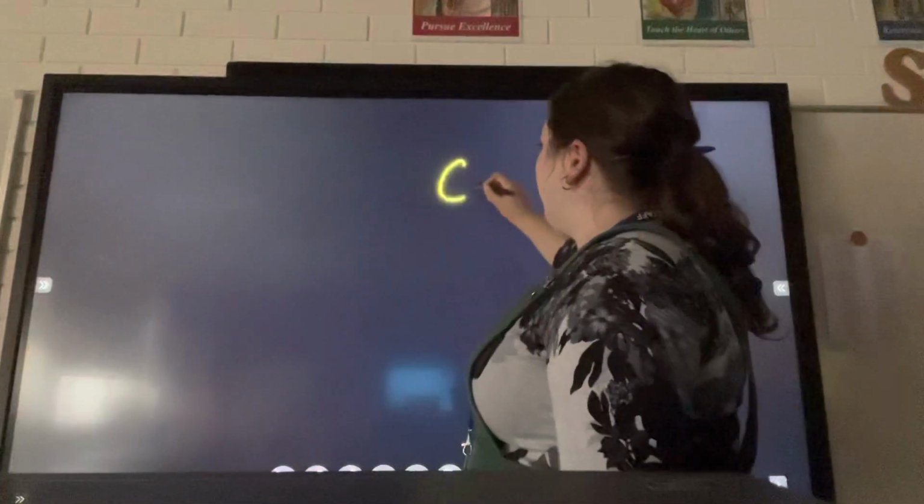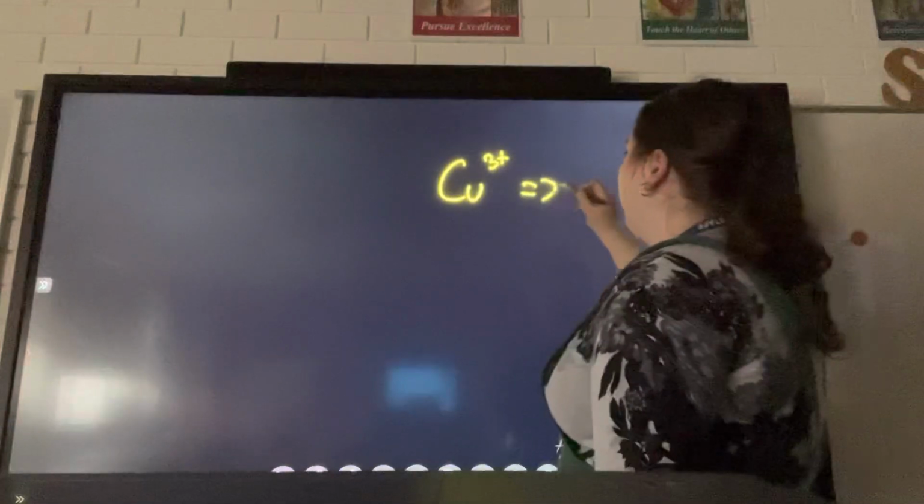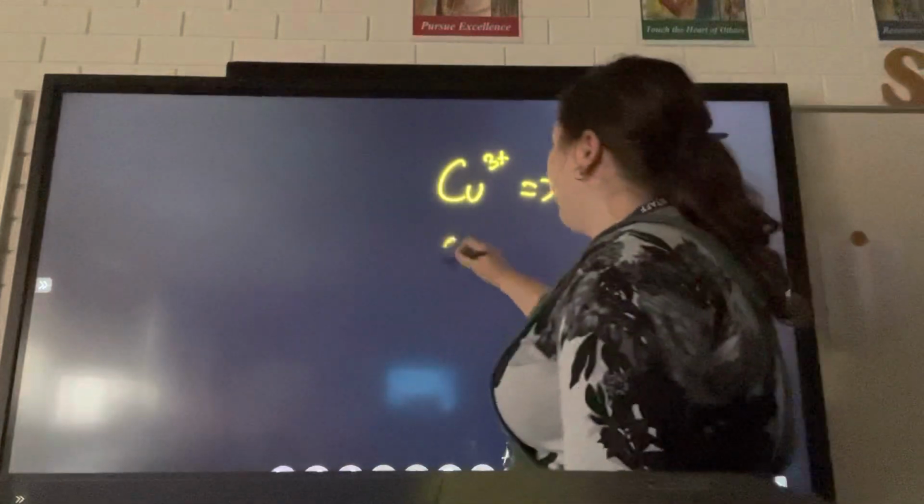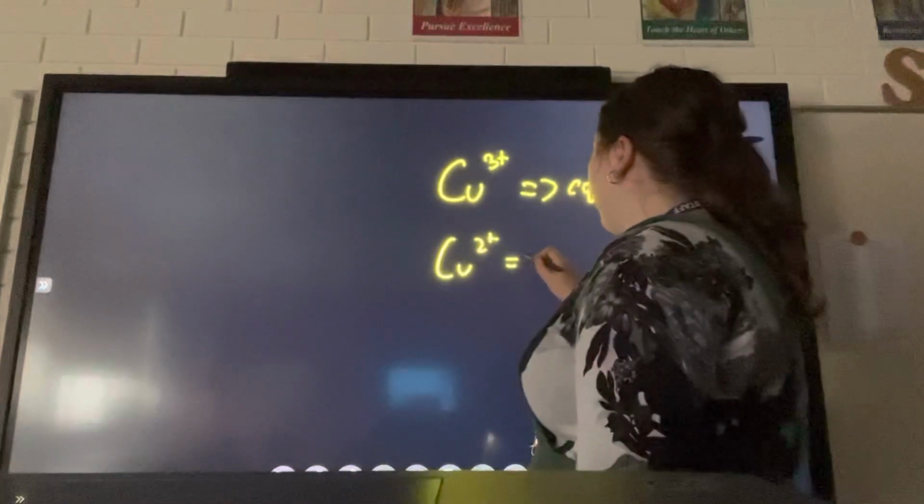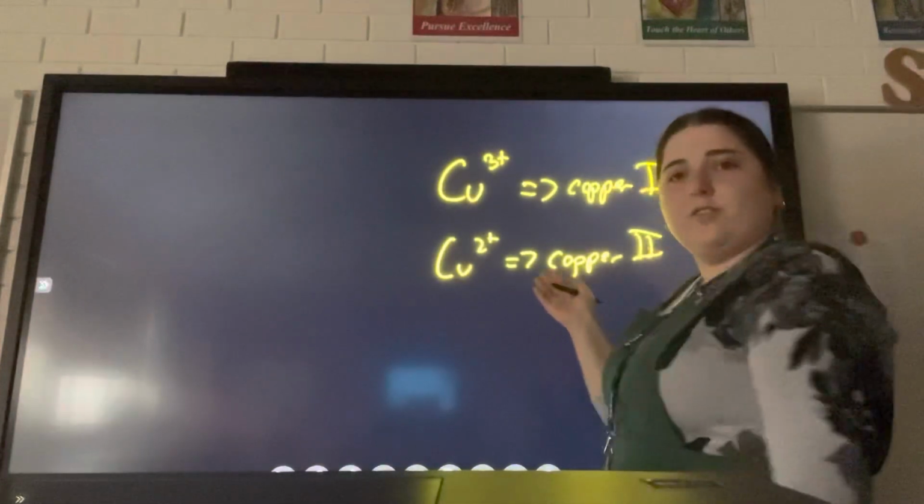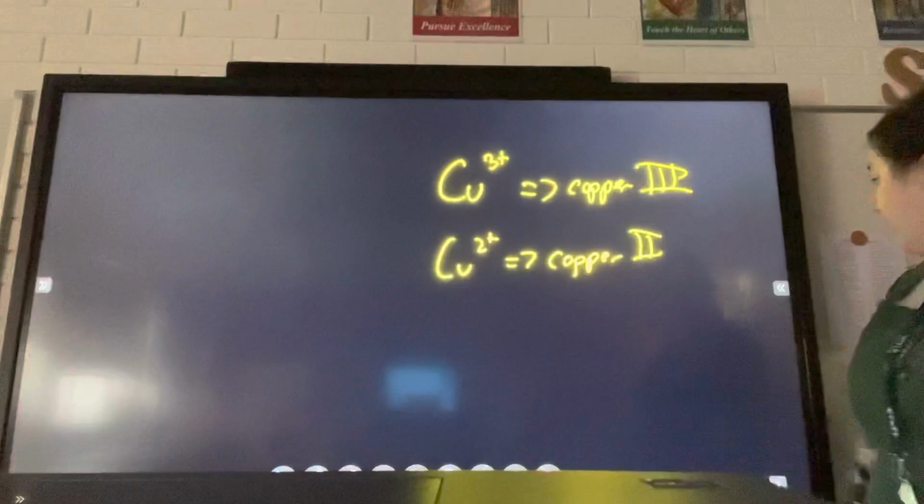I know how to name elements based off a valency table. So if you have a valency table and you have, going back to copper, Cu3 plus, that is copper 3, because it has 3 plus on it. If there was a 2, it would be copper 2. Okay, that's how that works.